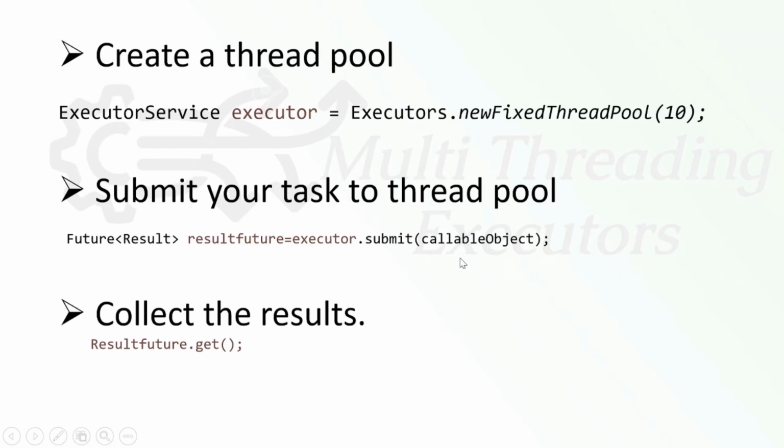And after executing our task, how do we get the result? On this future object, we can call the get method to get that particular result. So this is the whole 3-step process. First we need to create a thread pool. Next we need to submit our task. Third step, we'll fetch the result.